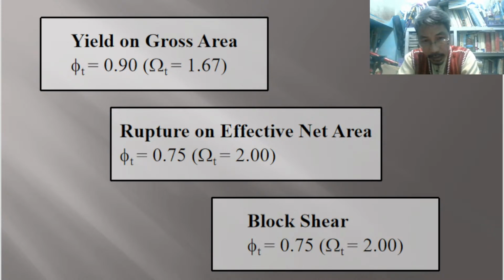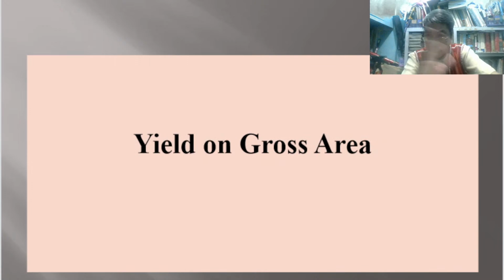What about block shear? So when the failure is for shear or block shear, that is 0.75 also. So rupture on effective net area, 0.75. Block shear also 0.75. Okay, take note of these values. These are coming out from the code. Okay. So now let's look at the first. So we are talking about what? Four different strength limit states.